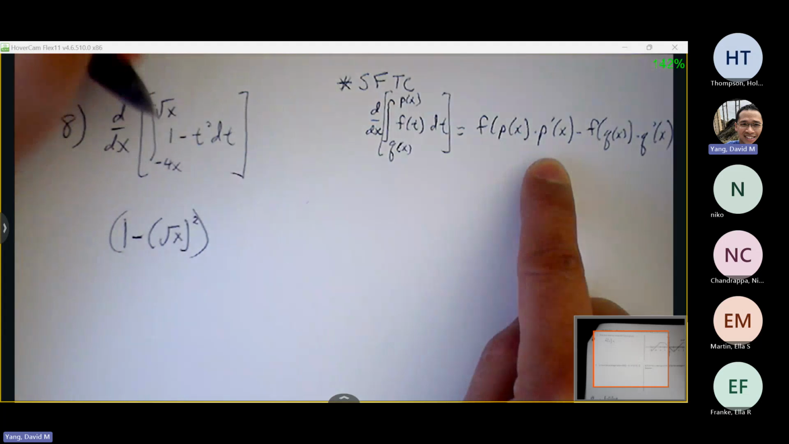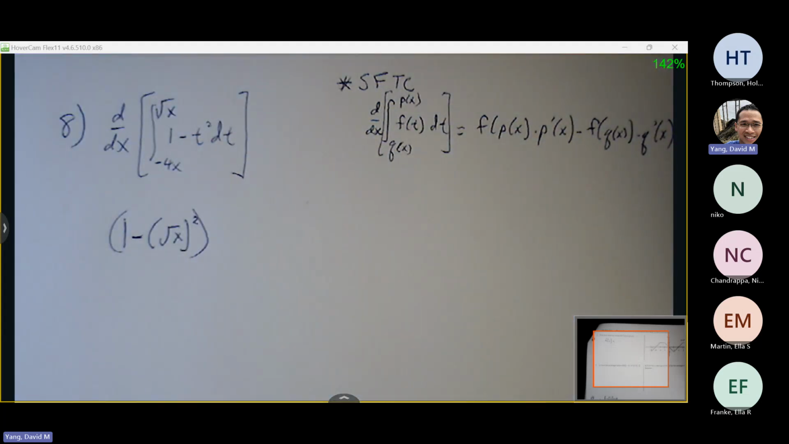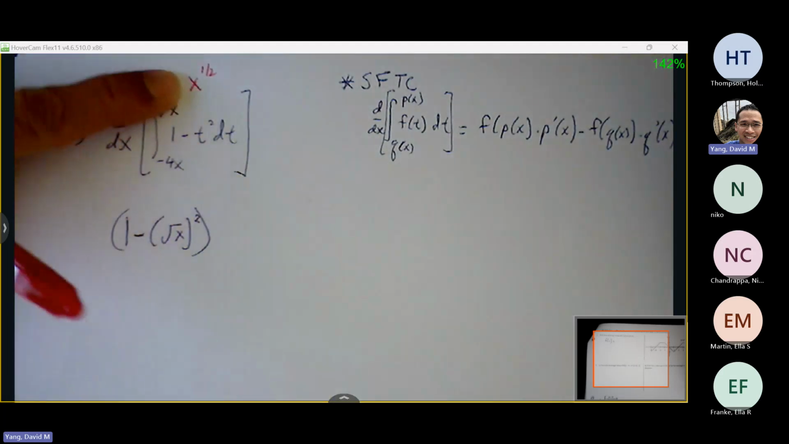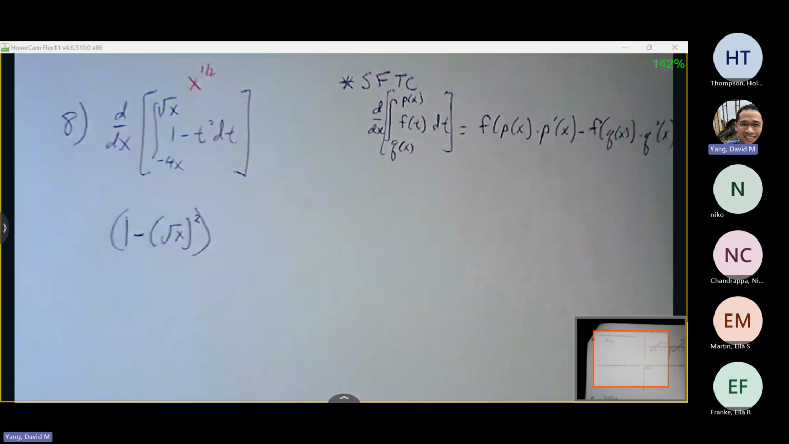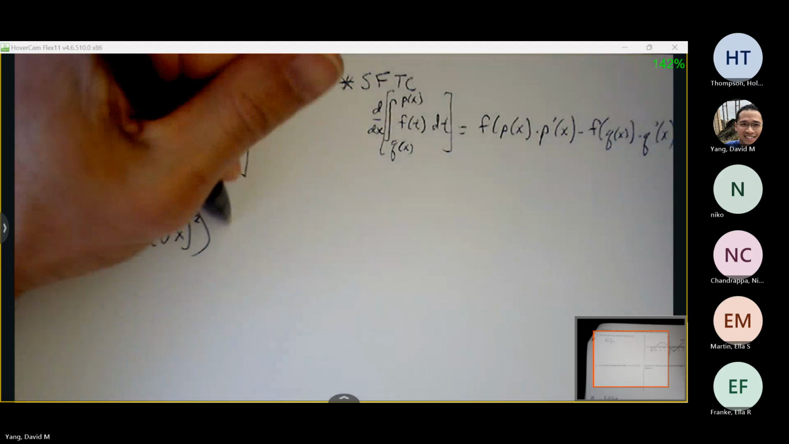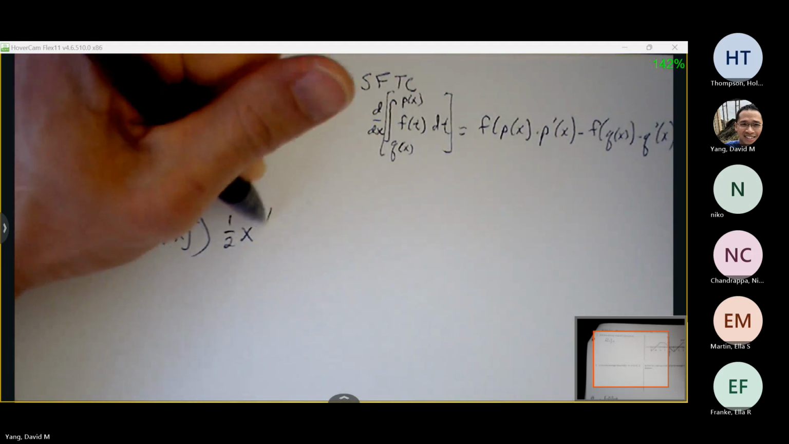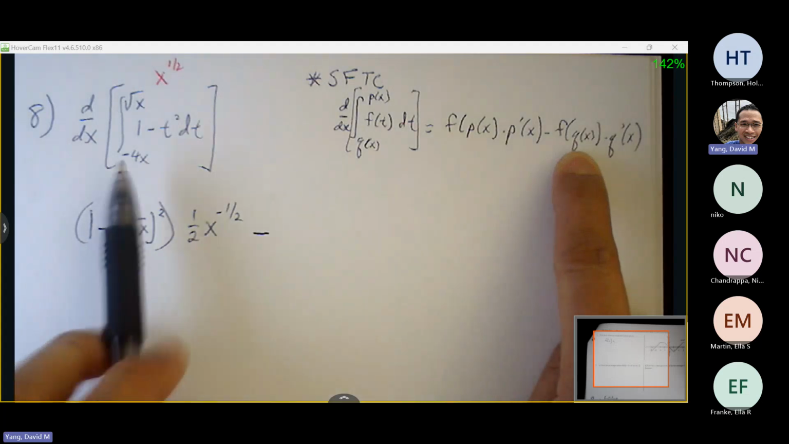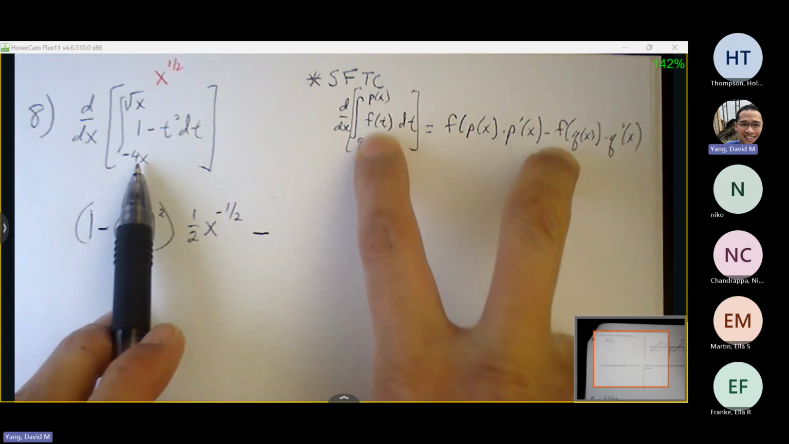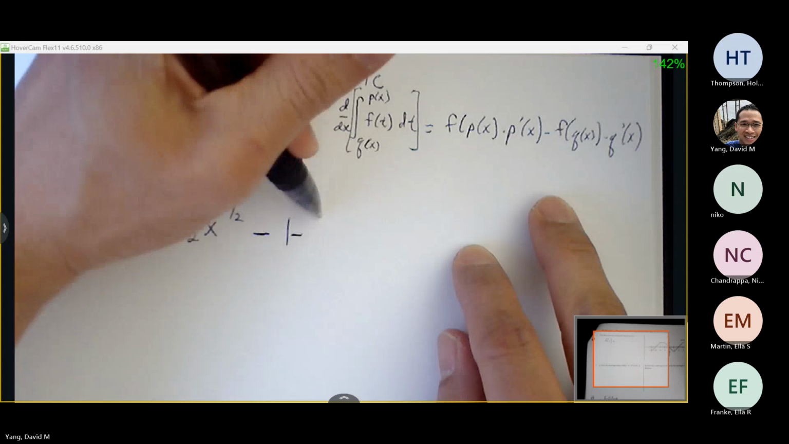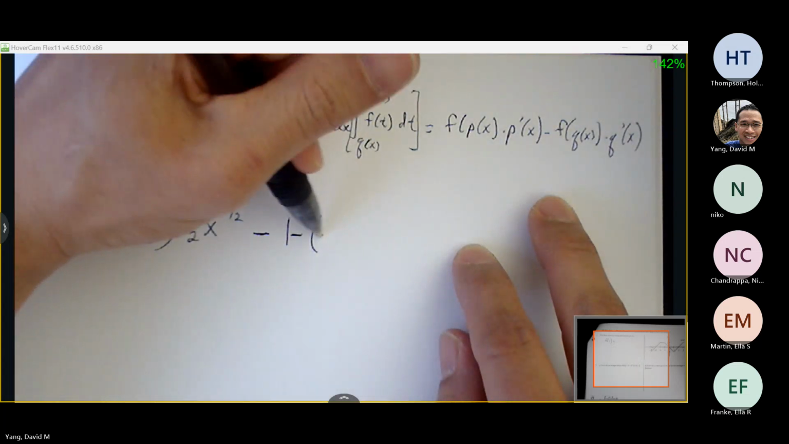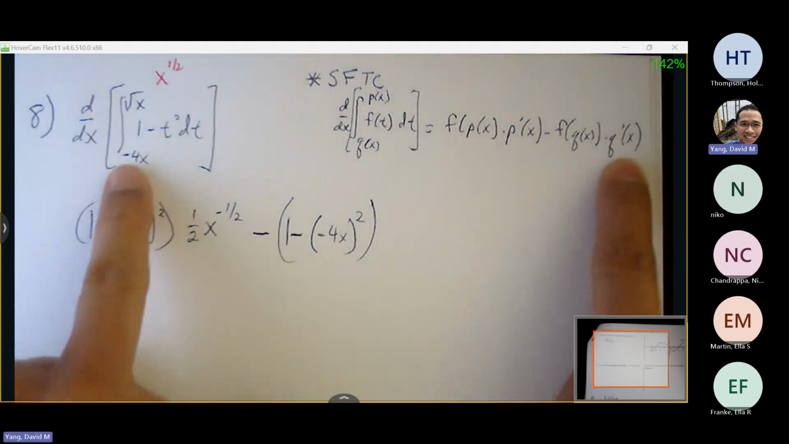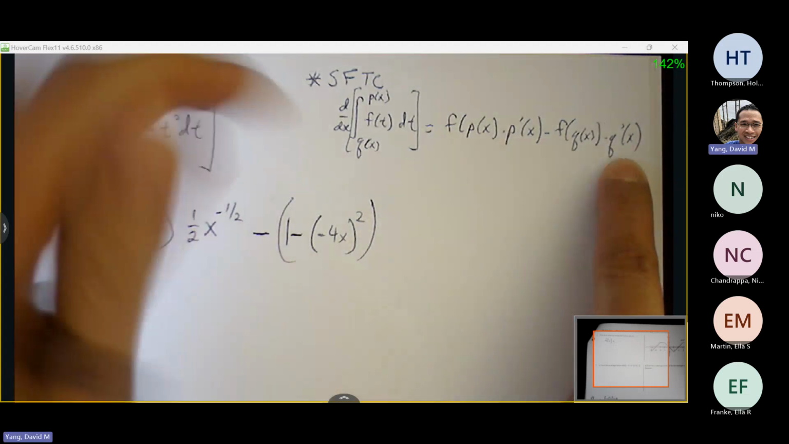Times p prime. To get the p prime, I have to get the derivative of that root x. Root x is the same thing as x to the 1/2. X to the 1/2, I can do power rule. Minus f of q of x. So now the lower bound gets inserted into the function, times the lower bound's derivative, -4.